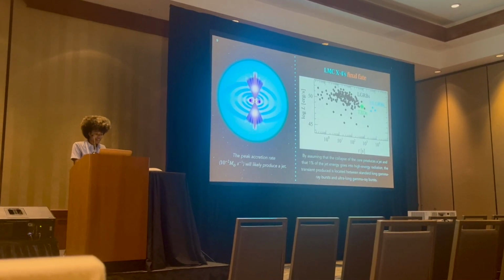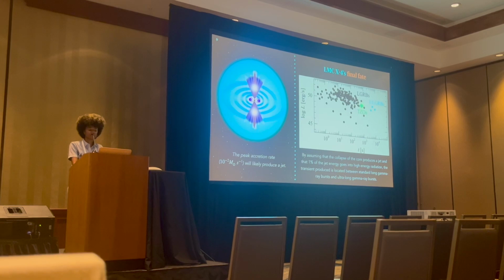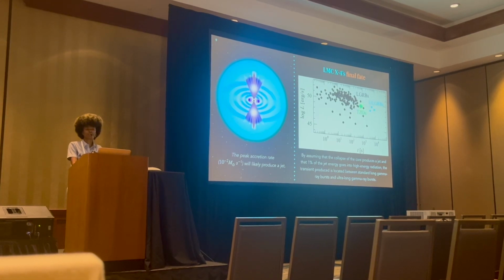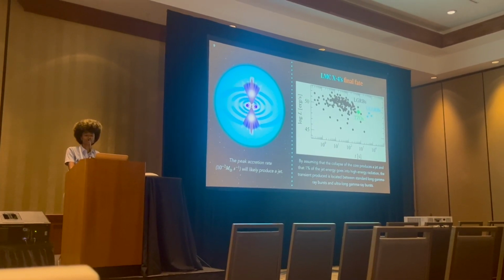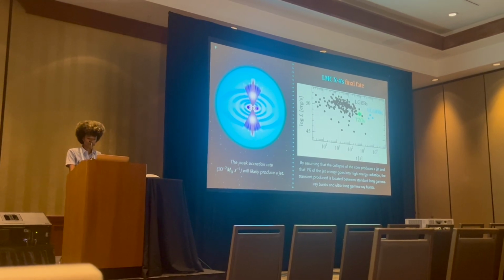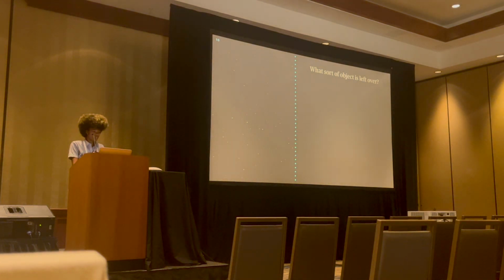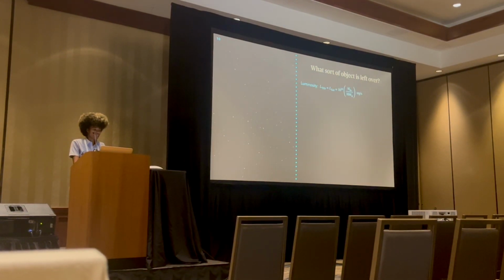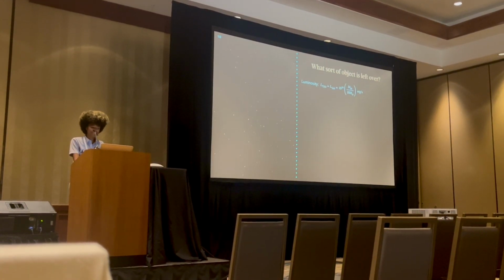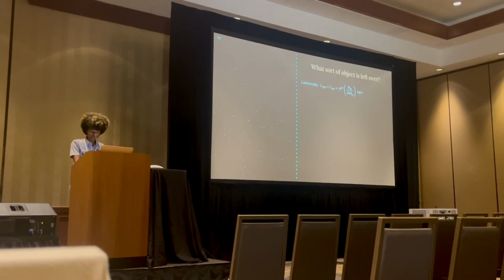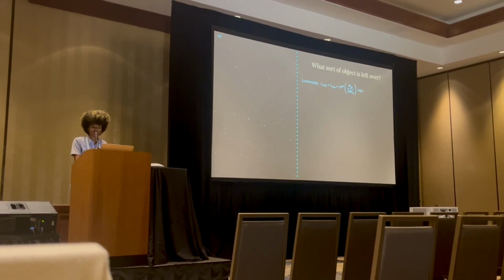And as we can see, the transient produced by attempting to form a TZO is located between standard long gamma ray bursts and then ultra long gamma ray bursts. So what sort of object is left over? We find that the luminosity is an order of magnitude greater at 10^39 ergs per second than the standard TZO case.